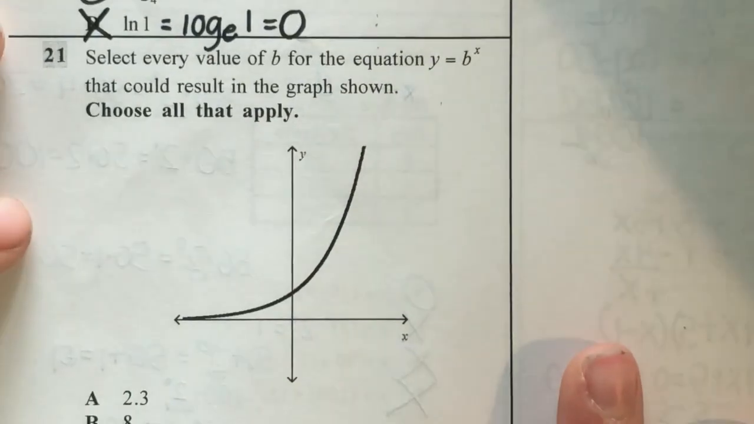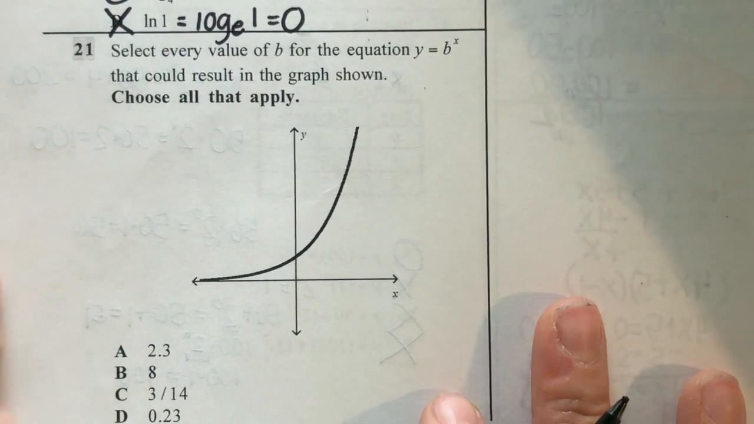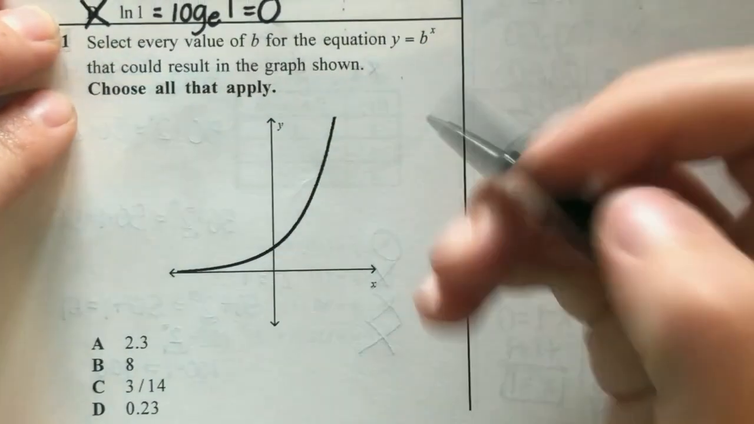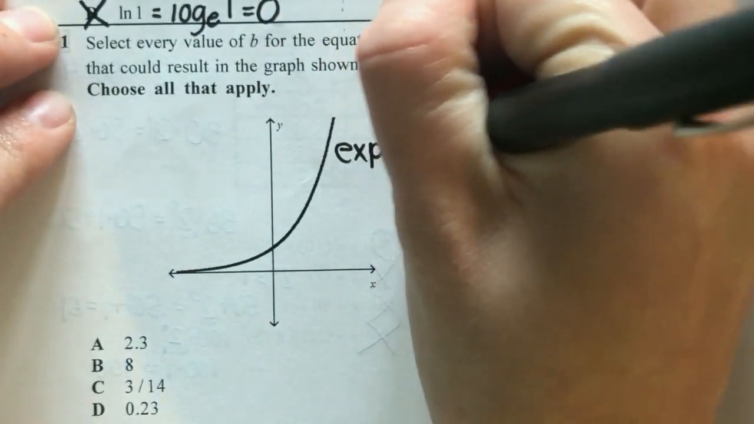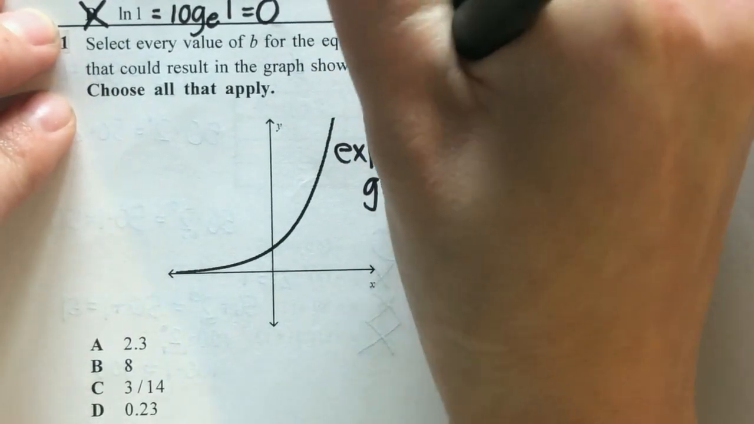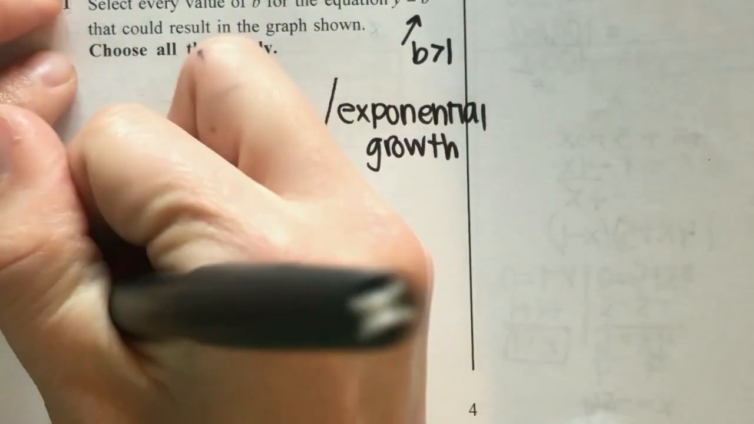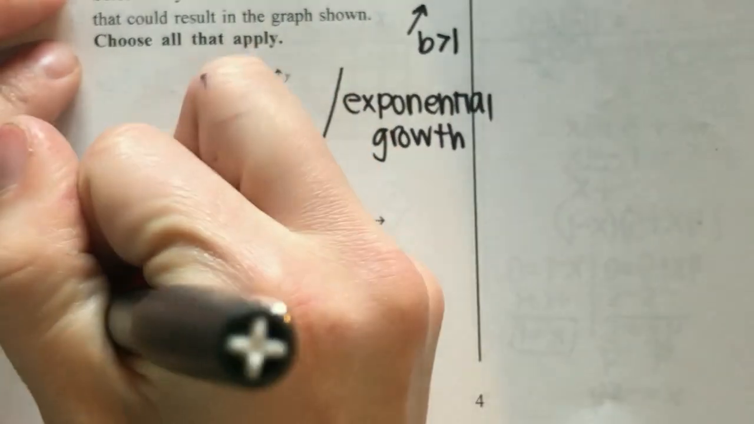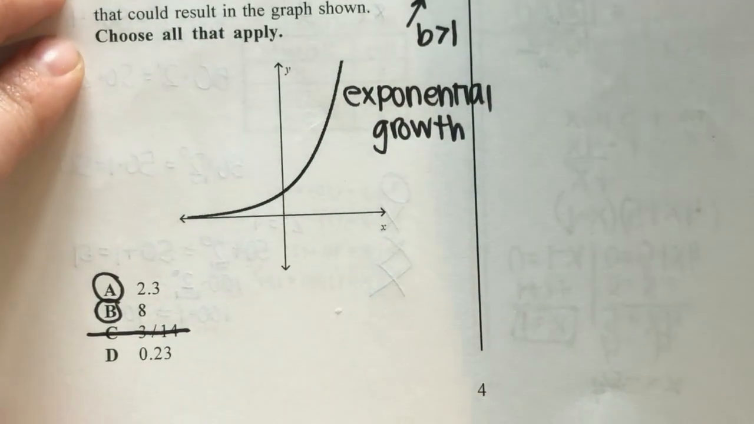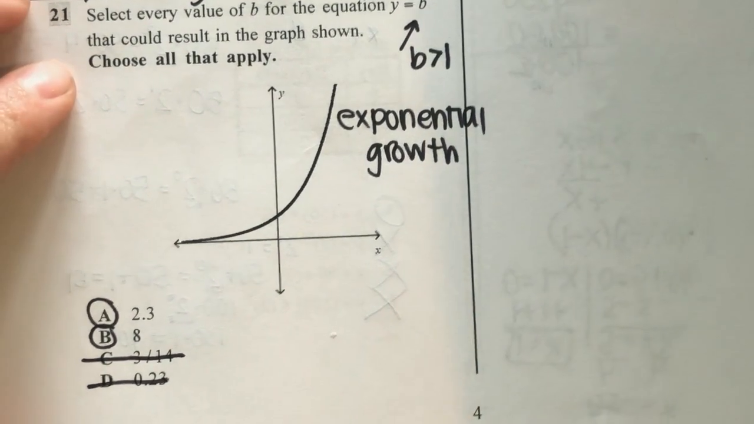The last multiple choice question, we're going to select the value of B for which this equation is giving us this graph. So this is our exponential growth. When I have an exponential growth graph, my B value or my base has to be greater than 1. So we're looking for the values of B that are greater than 1. 2.3 is greater than 1. 8 is greater than 1. 3/14 is less than 1, so we can't choose that. And 0.23 is less than 1 as well. So that's why my answers are only A and B.